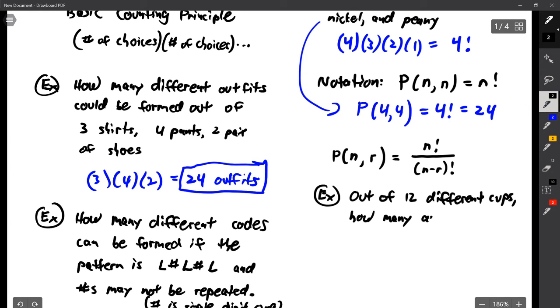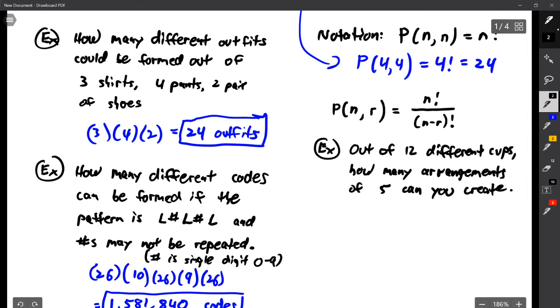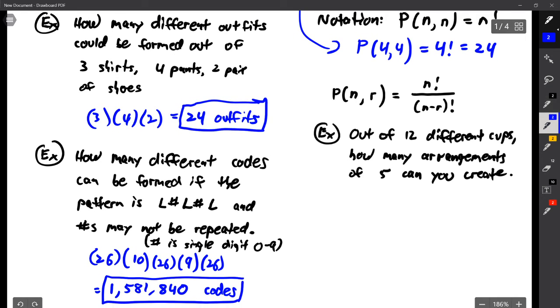I'll say how many arrangements of 5 can you create? Okay, so this is a permutation of n items taken r at a time. So this is permutations of 12 objects taken 5 at a time. And so that's going to be 12 factorial divided by 7 factorial.